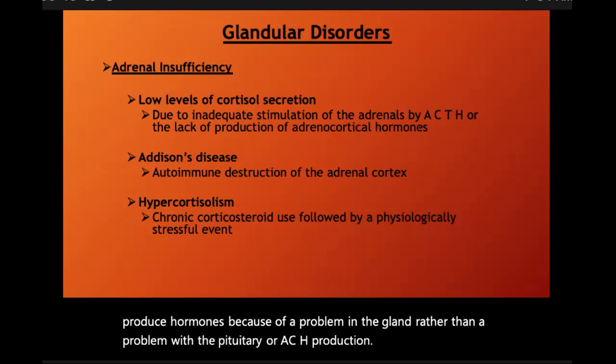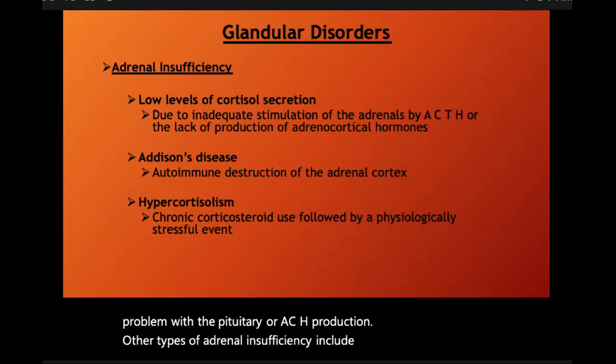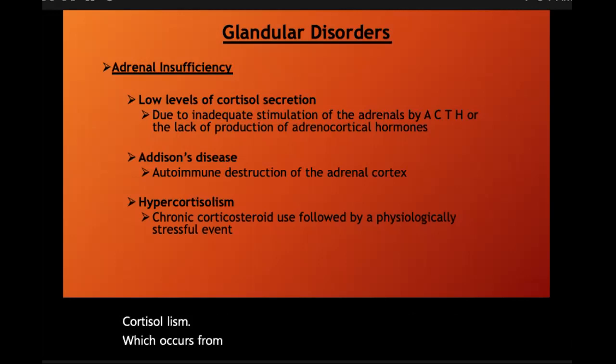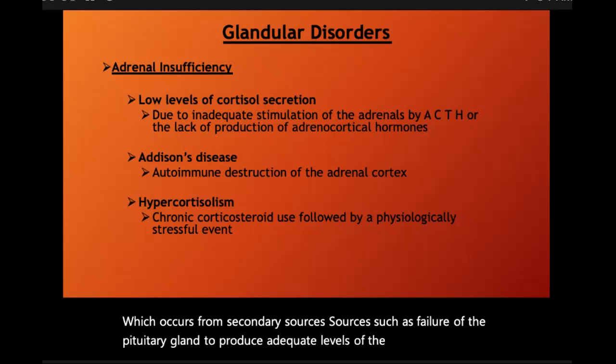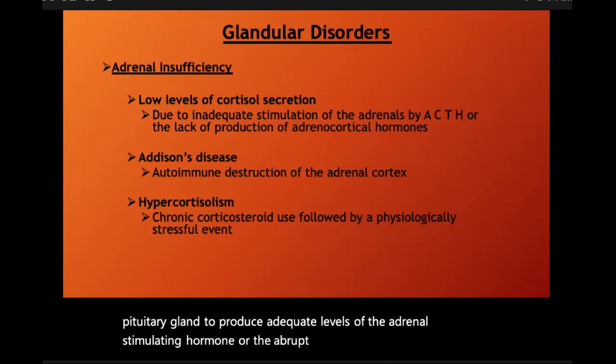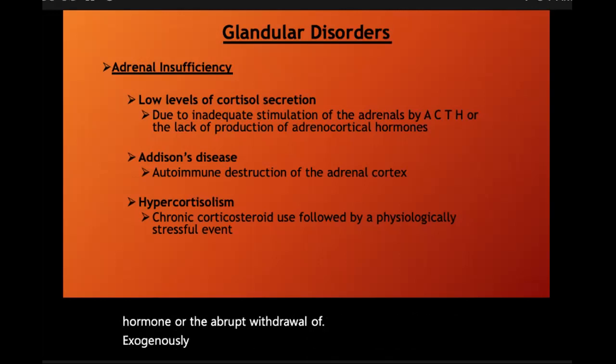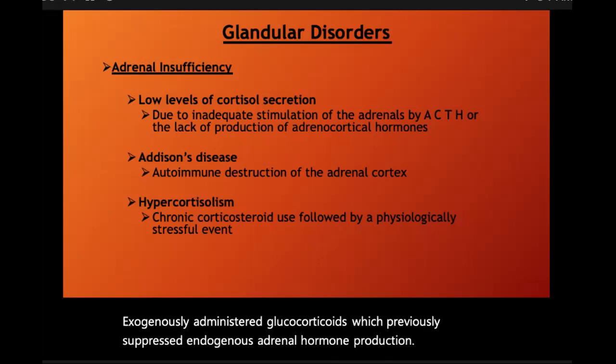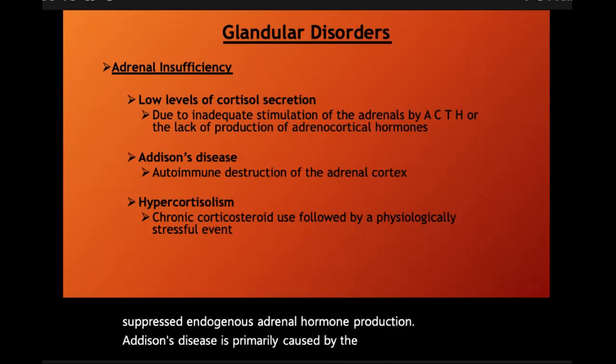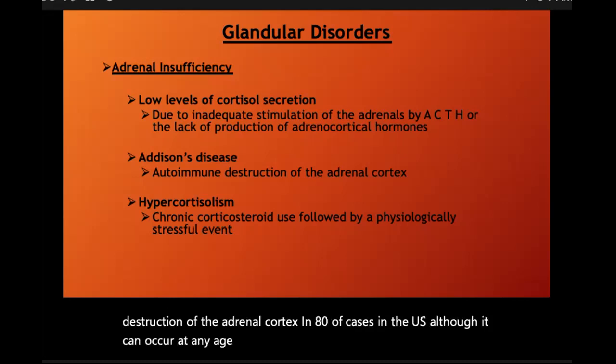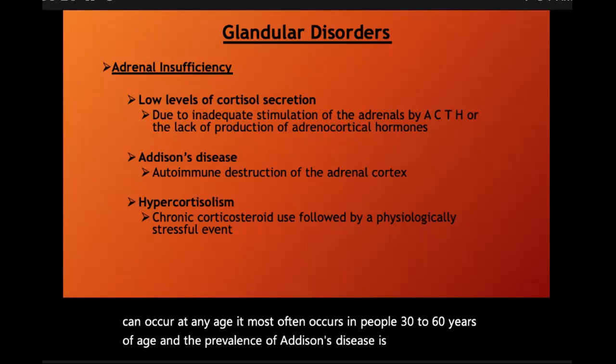Other types of adrenal insufficiency include hypocortisolism, which occurs from secondary sources, such as failure of the pituitary gland to produce adequate levels of the adrenal stimulating hormone, or the abrupt withdrawal of exogenously administered glucocorticoids, which previously suppressed endogenous adrenal hormone production. Addison's disease is primarily caused by the autoimmune destruction of the adrenal cortex in 80% of cases in the US. Although it can occur at any age, it most often occurs in people 30 to 60 years of age. And the prevalence of Addison's disease is 40 to 60 cases per 1 million persons in the US.